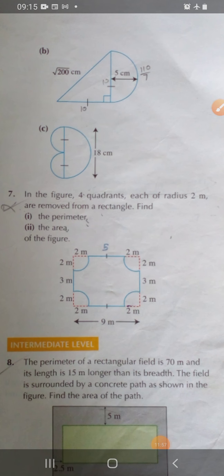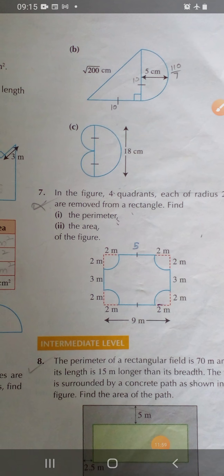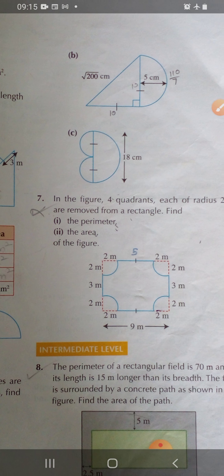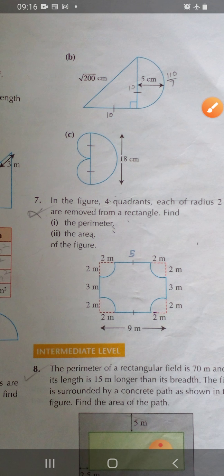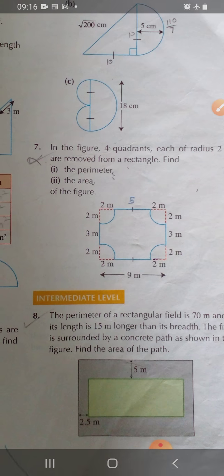This is question number 7. This one you have to do yourself. Here we have a rectangle and we have 4 quarter circles. 1/4 of a circle is here, here, here, and here. They all have the same radius, 2. That shows they all make one complete circle. So first find out the perimeter and area of this figure, and if you find any problem in solving this question, then please inform me.